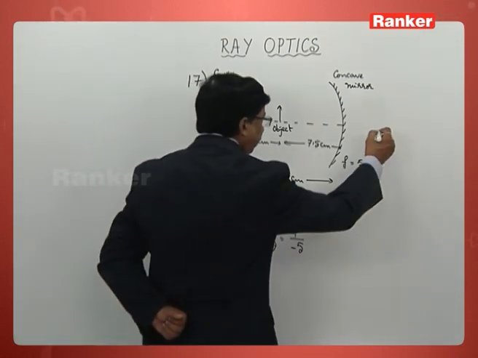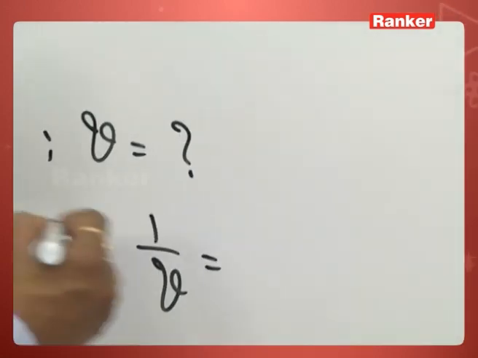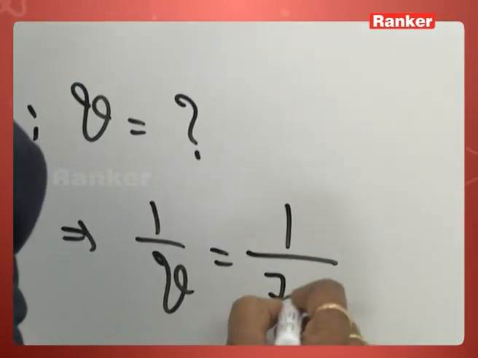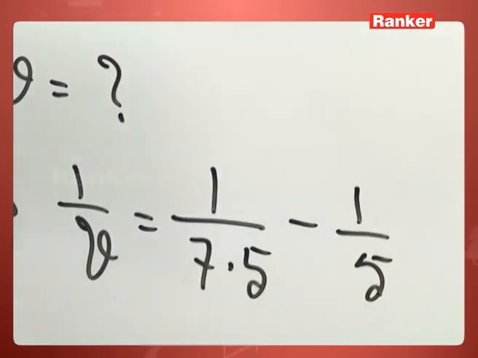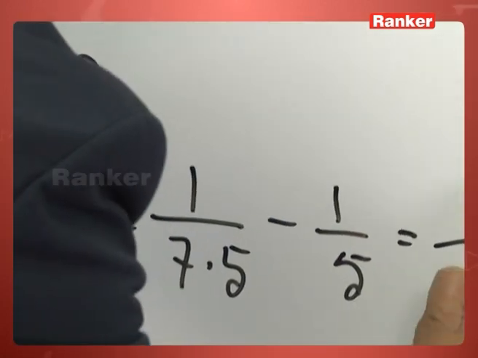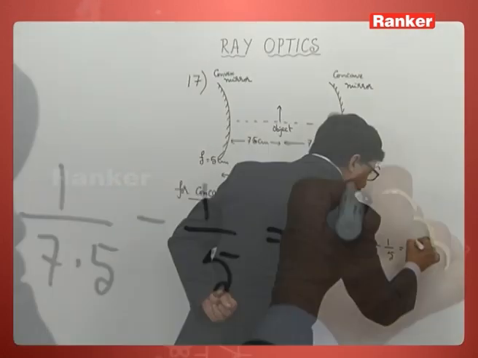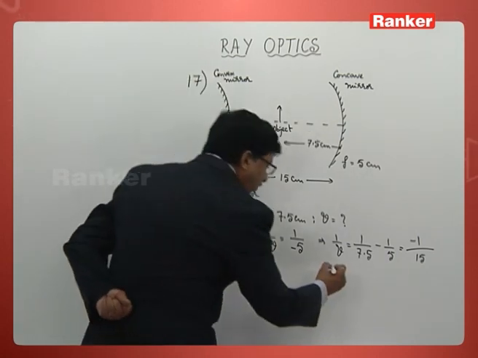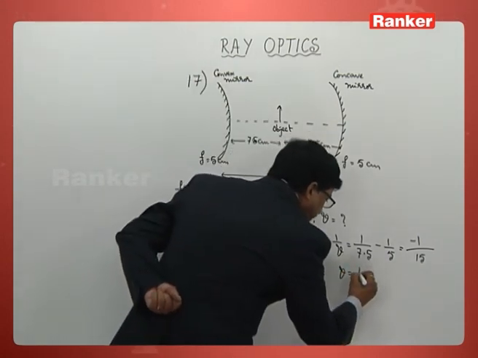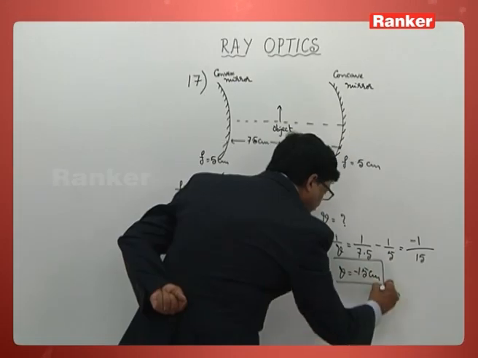What will now be the value of 1 by v? It is 1 by 7.5 minus 1 by 5. I can take 15 as LCM here. 2 minus 3, it's now going to be minus 1. So, what will now be the image distance? 15 centimeter with a negative sign.